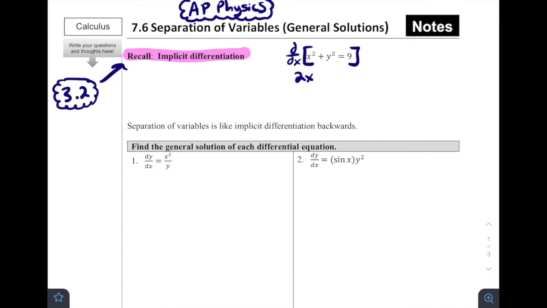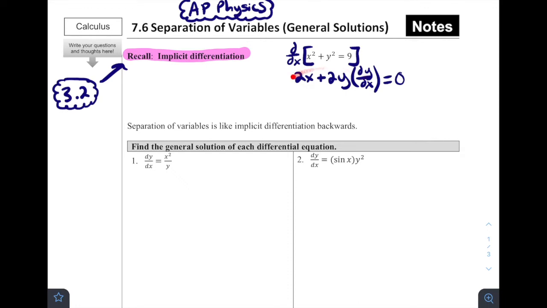If I move on to the next piece, if I take the derivative of my y squared, that is going to give me 2y. But because the variable in this expression is y, and that does not match the variable from which I'm taking the derivative, I'm going to end up with this extra dy dx term, the derivative of y with respect to x. Here on the right side, this equals 9. Because this is a constant, when we take the derivative of that, that's going to be equal to 0.